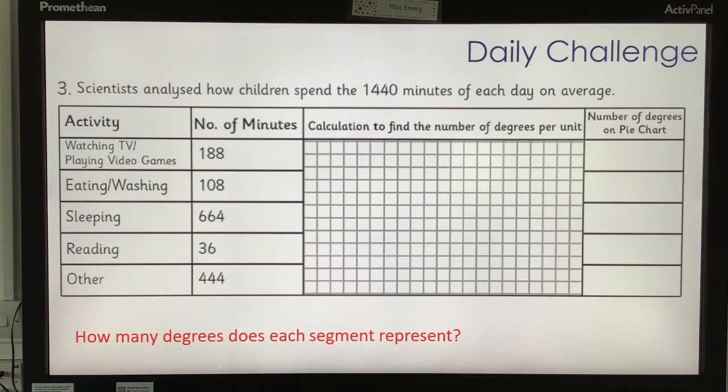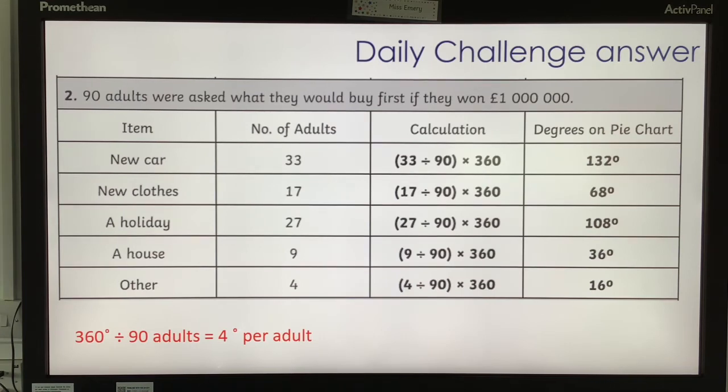So the answers then. We had 90 adults and they were asked how they would spend that £1 million. Now you know that in your full pie chart you have 360 degrees. So you do 360 degrees, your amount in total, divided by 90, your amount of adults. That tells you how many degrees one adult is worth. So each adult is worth 4 degrees. You then times it by your number of adults. So you would do 4 times 33, which gives you 132, or 4 times 17, which gives you 68.